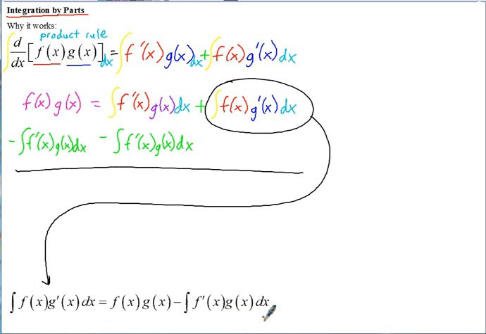Initially this may seem like it's making things more complicated rather than simpler, but the idea with integration by parts is that if we choose f and g prime properly, we should be able to make this integral simpler, so we can actually integrate with f prime and g of x. So let's look at some example problems now.